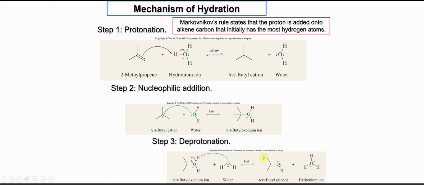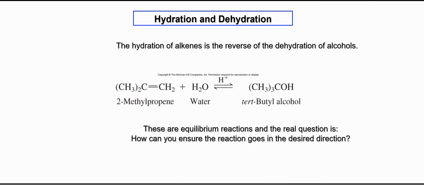This is how you produce alcohol from hydration of alkene. This hydration and dehydration, as we mentioned, are going to be in equilibrium. Hydration of alkene is the reverse of dehydration of alcohol. So if you have your alkene reacted with water in a strong acid solution, you are going to produce alcohol. Similarly, if you have alcohol and add strong acid as a catalyst, this alcohol may produce propene.